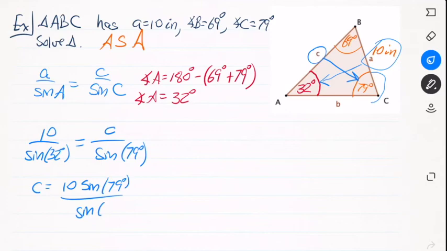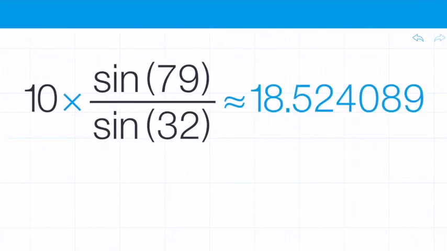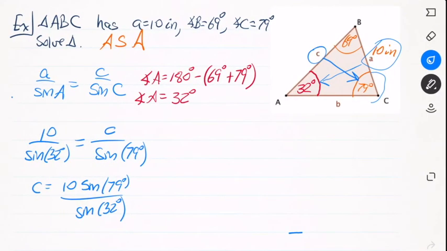So now it just becomes like the other problem. So about 18.5 inches in this case. So side C is approximately 18.5 inches. All right, and then that leaves just side B, and that's pretty easy.